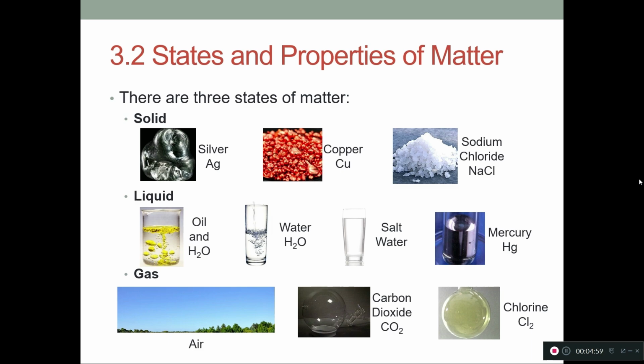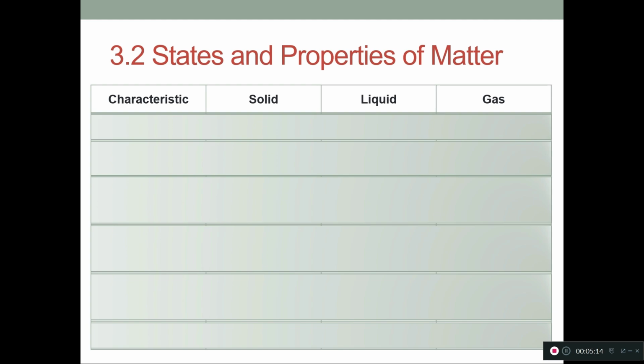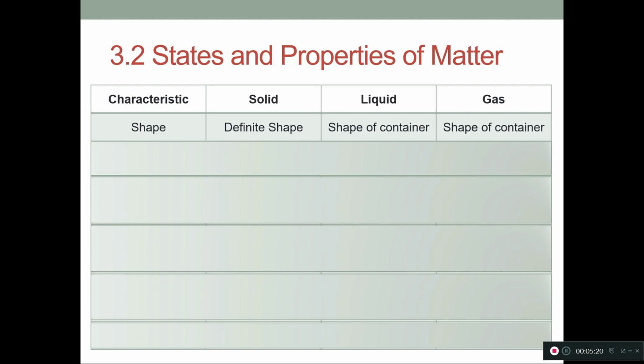Liquids, so things like oil and water are both liquids at room temperature here on Earth. Same with salt water or mercury. Then air and carbon dioxide and chlorine are all gases at room temperature here on Earth. And so we can think of some characteristics of these different states of matter that we can actually use to differentiate them. For instance, the shape: solids have a definite shape, whereas liquids will change shape to fit the container, as will a gas.